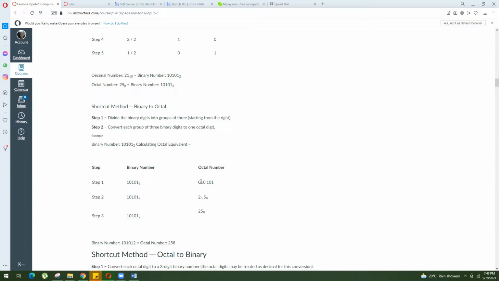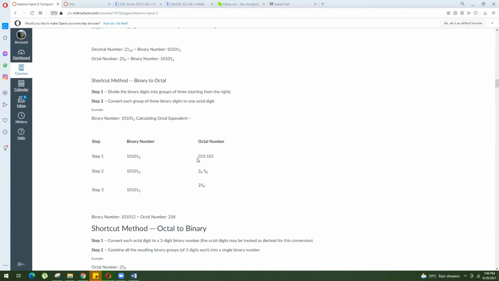So we convert each group into its octal equivalent. 0, 1, 0 binary to octal is 2 base 8. 1, 0, 1 is equivalent to 5 base 8. So what happens after that? You just concatenate the two. So that is 25 base 8. So 10101 base 2, or binary, is equivalent to 25 base 8.